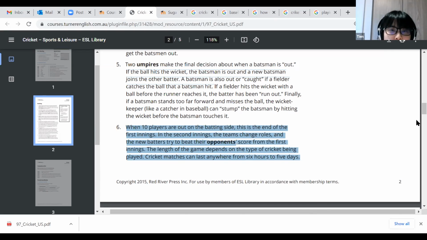When 10 players are out on a batting side, this is the end of the first inning. In the second inning, the teams change roles and the new batters try to beat their opponent's score from the first inning. The length of the game depends on the type of cricket being played. Cricket matches can last anywhere from 6 hours to 5 days.